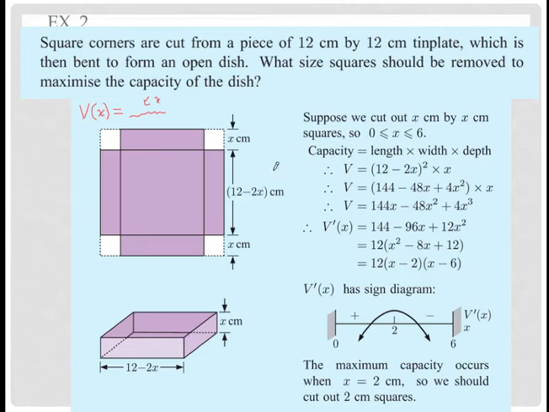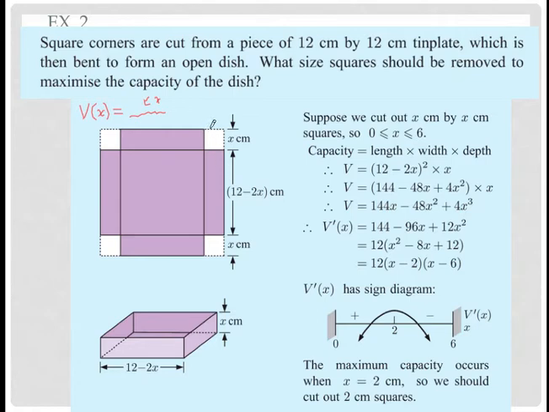The important thing about these types of functions is usually they're real-life problems, so there's a restriction on the domain. Like usually it's impossible to have a negative length or some length bigger than a certain number. And in this case, x has to be bigger than 0, and x has to be less than 6.